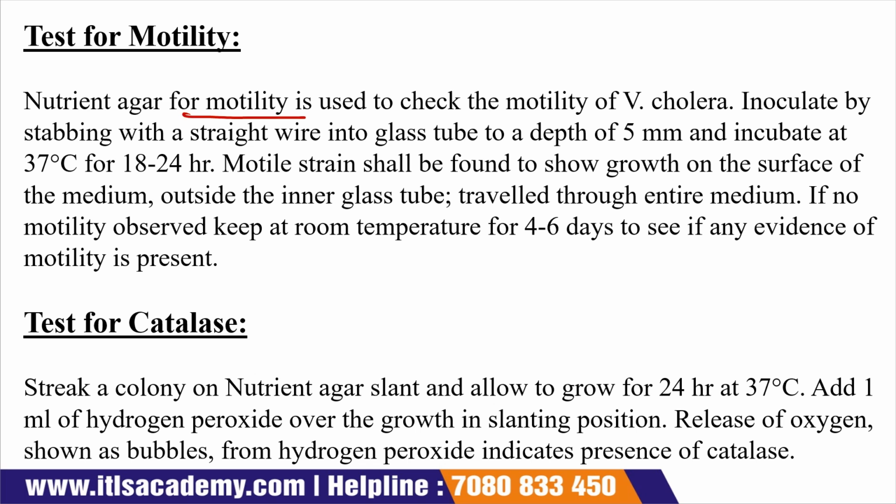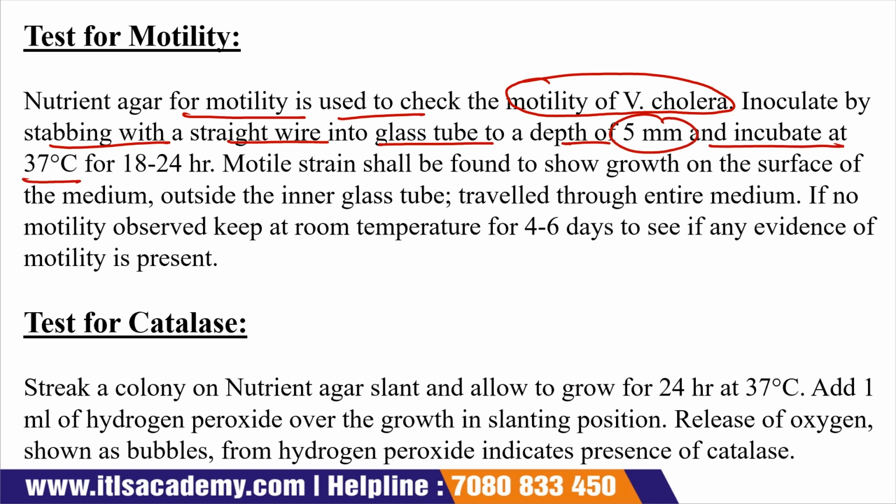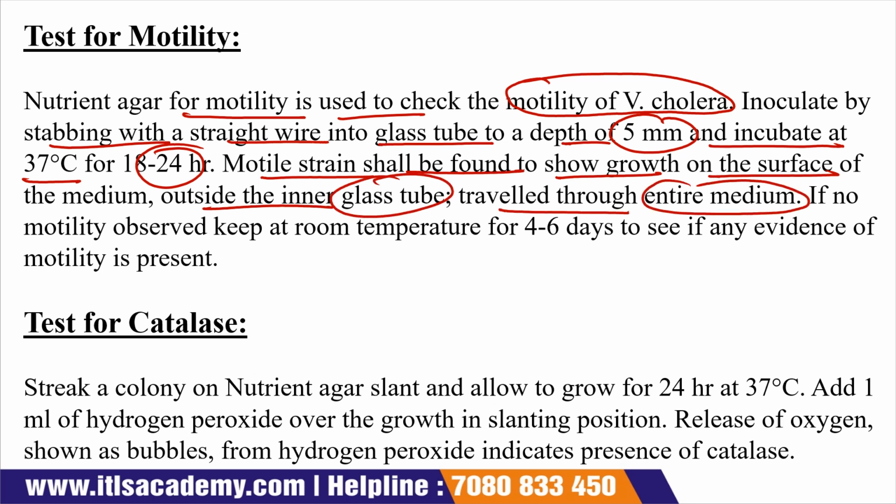Nutrient agar for motility is used to check the motility of the Vibrio cholerae. Inoculate by stabbing with a straight wire into the glass tube to a depth of 5 mm, and then again incubate it at 37 degrees Celsius for 24 hours. Then the motile strain shall be found to show growth on the surface of the medium outside the inner glass tube, and then again travel through the entire medium. If no motility is observed, then we keep it at room temperature for 4 to 6 days, and after that we check whether any evidence of motility is present.